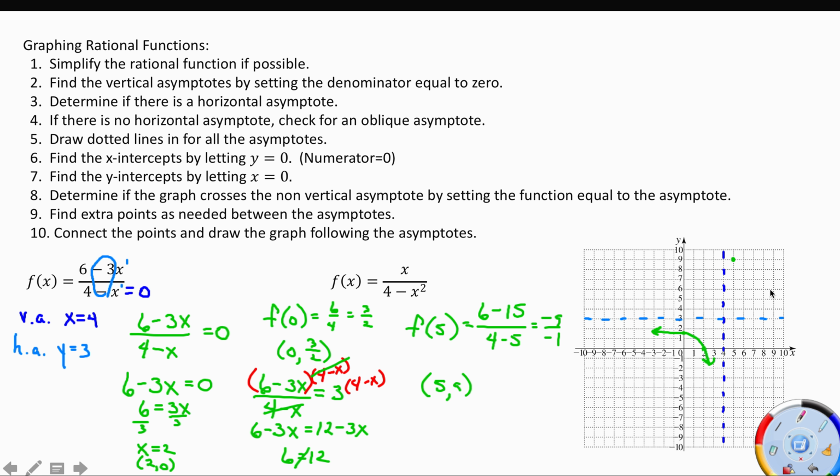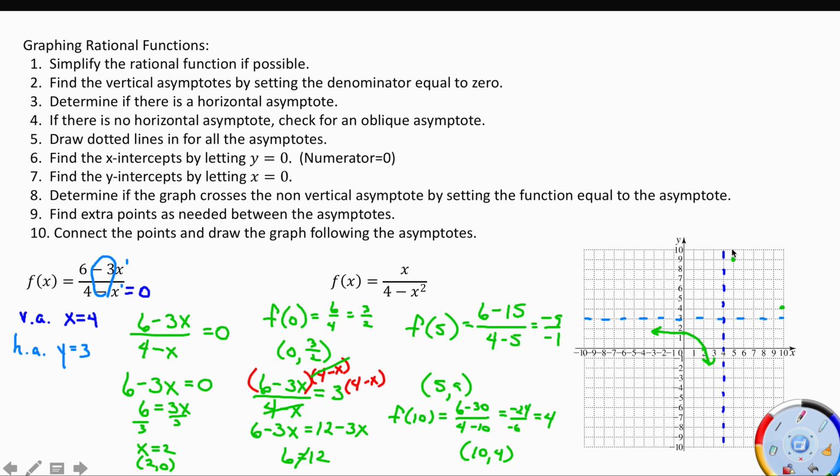If I want to draw my graph all the way across, then I might plug in another point at 10. Let's just do that right quick. F of 10 is 6 minus 30 over 4 minus 10. So negative 24 over negative 6, or positive 4. Again, that's the point 10, 4.